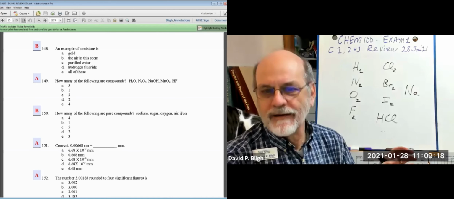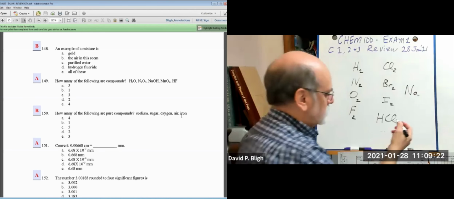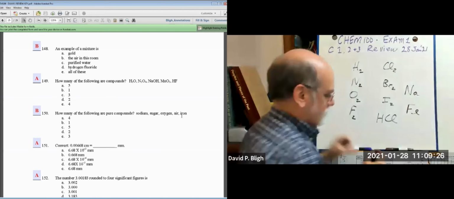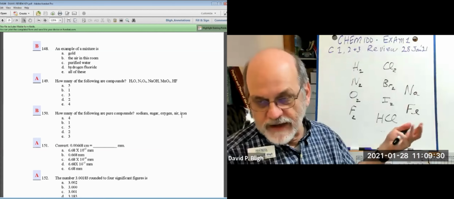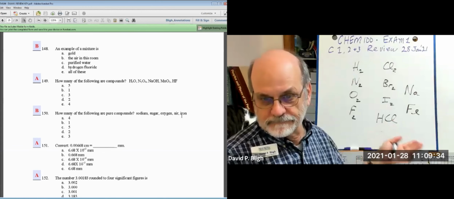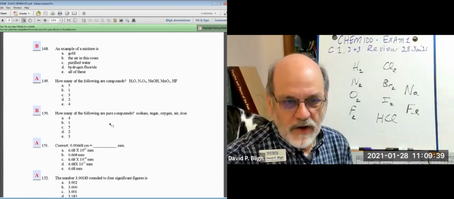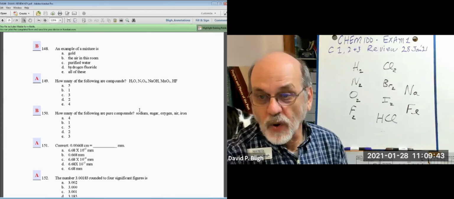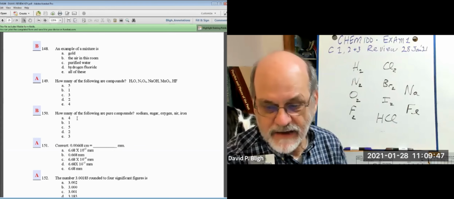Sorry. Iron. Iron is an element. Right? Fe for iron. You've probably guessed by now, that's from the Latin too. Ferrum. Ferrum means iron. So that's an element. So how many of the following are pure compounds? There's only one. Sugar. That's why B is the answer.